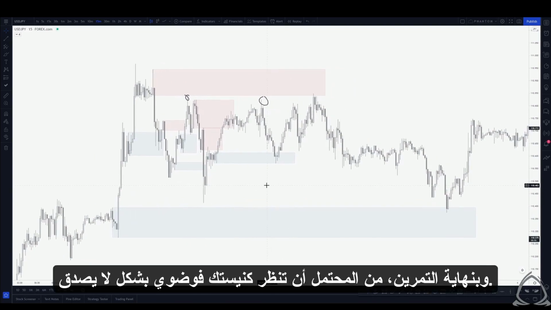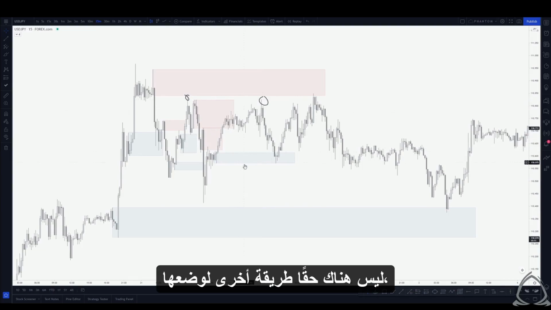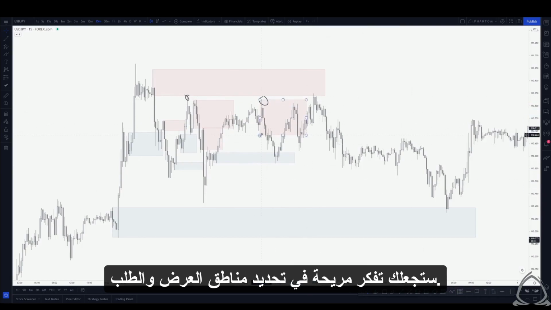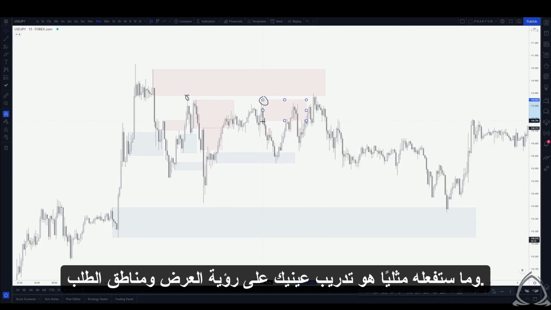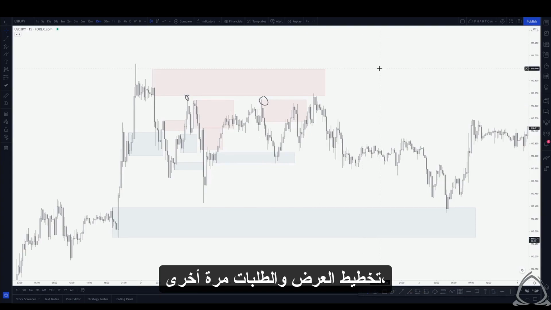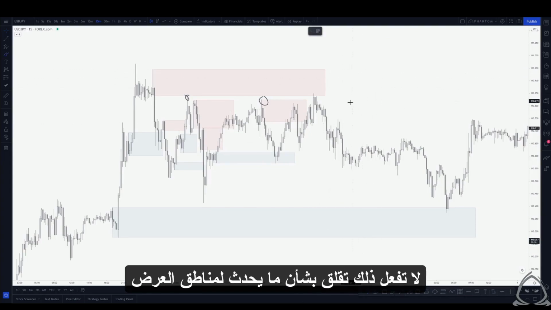And by the end of the exercise, your chart's probably going to look incredibly messy. There's really no other way to put it. But what this exercise is going to do is get you thinking. It's going to get you comfortable with mapping out supply and demand zones, and you'll begin to train your eyes to see them. And one thing that I recommend doing after you've completed this exercise of just simply mapping out supply and demand zones, again, don't worry about what happens to the supply and demand zones.